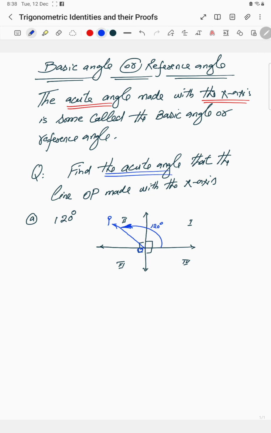As it is very clear from the statement, the acute angle here will be the angle called the basic angle, which is formed with the x-axis. X-axis here we have this one. So we are interested in this angle, this theta. So this theta is called the basic or acute angle.